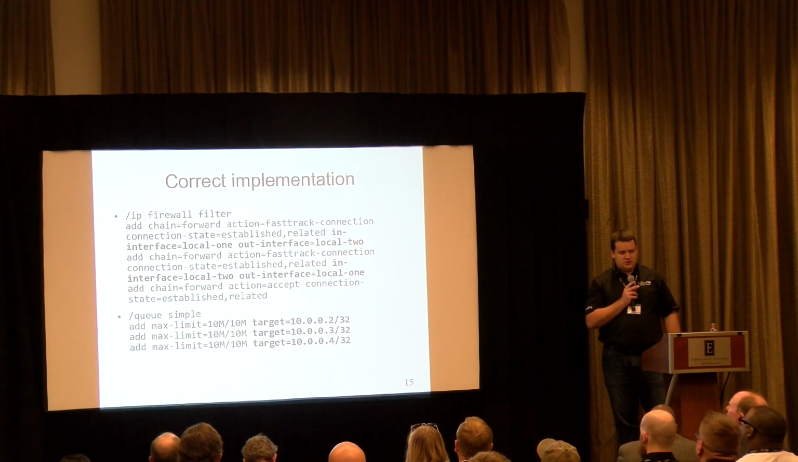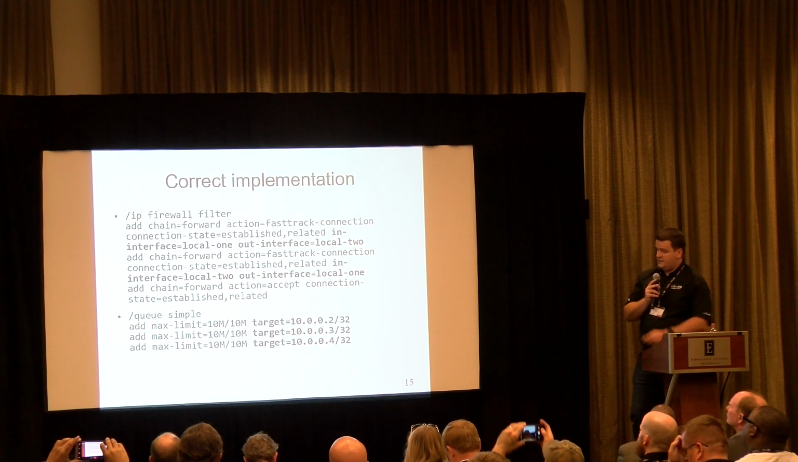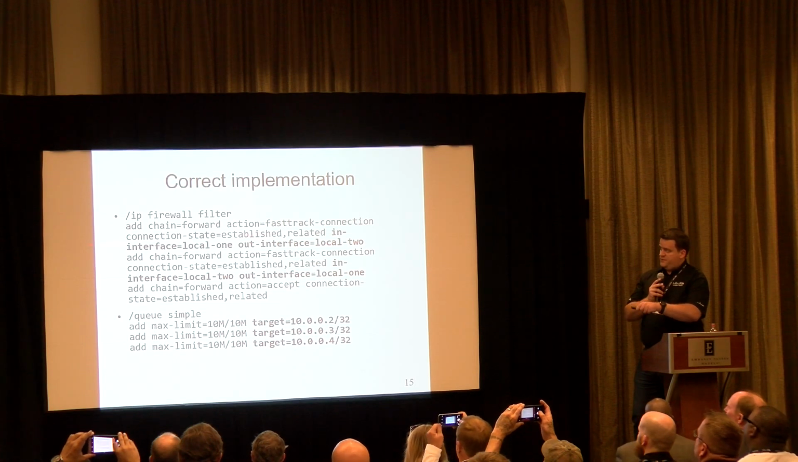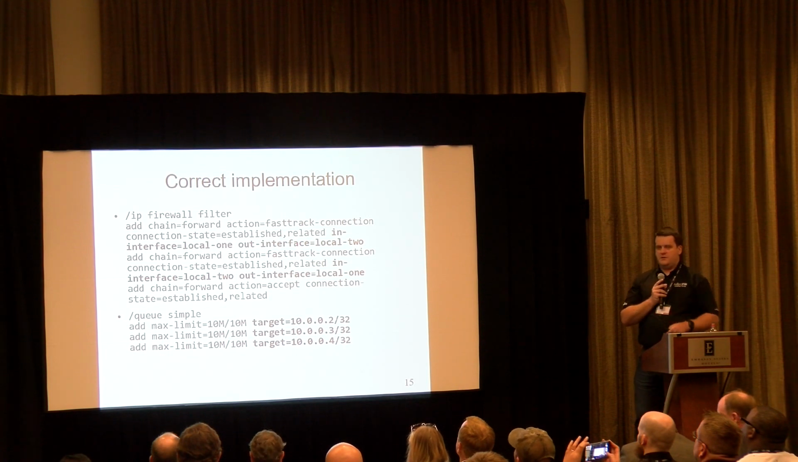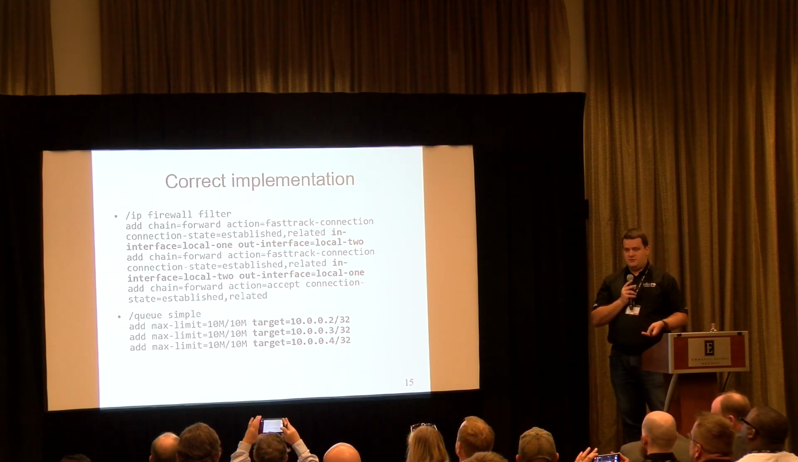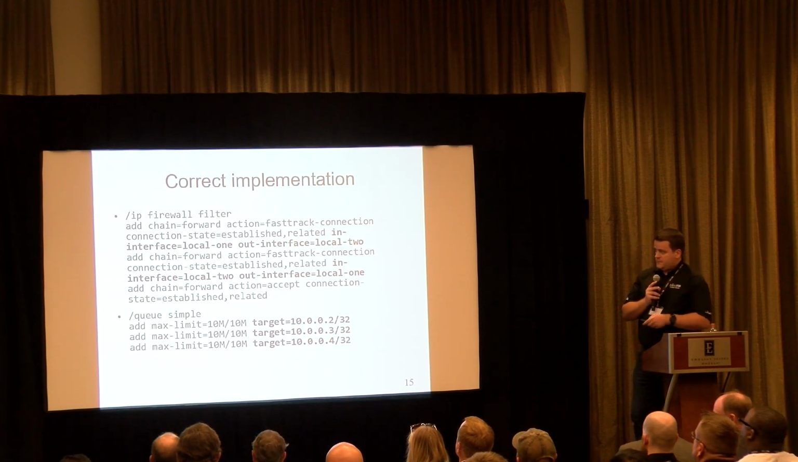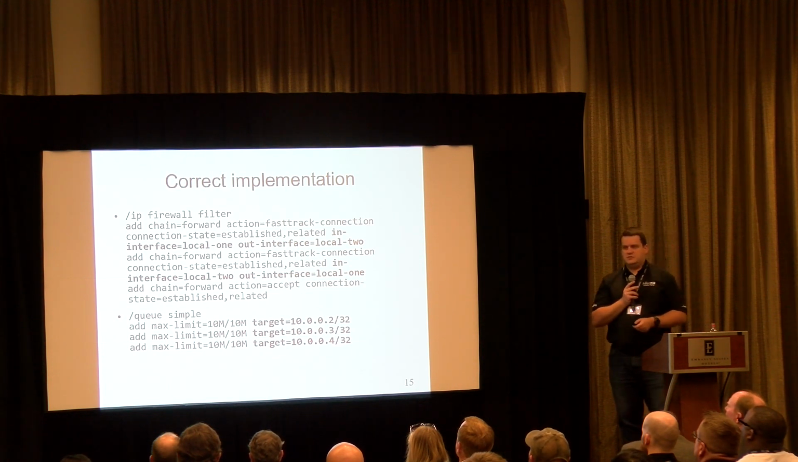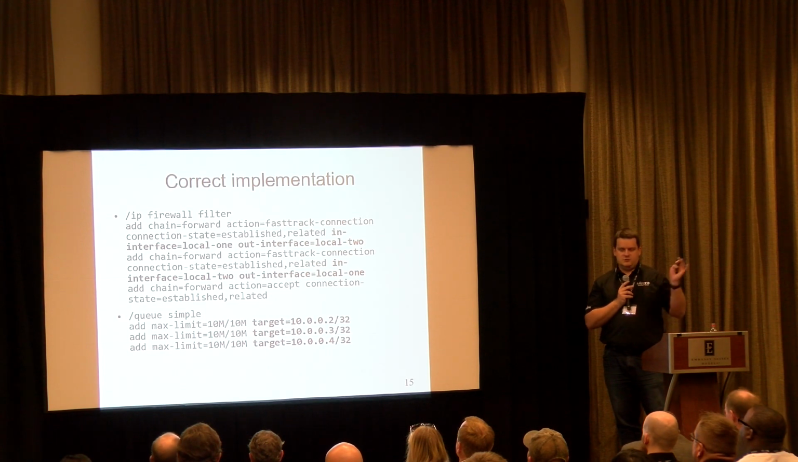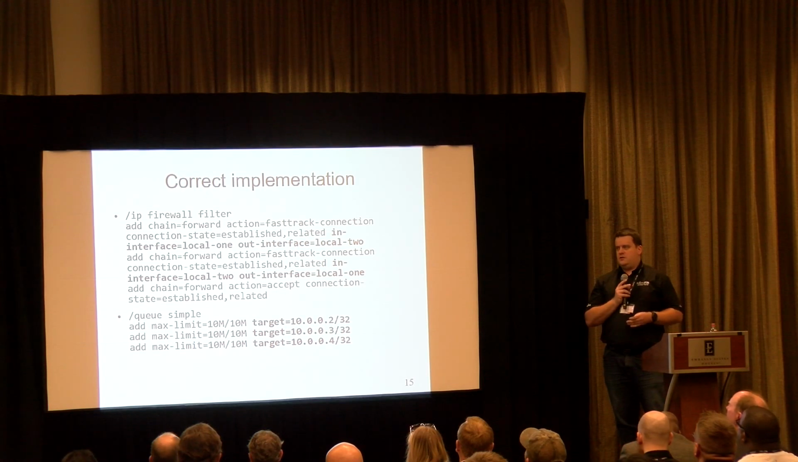So the correct implementation will actually look like this. What we did, we specified in and out interface, both local ones, in a FastTrack connection rule, and the opposite direction here. So traffic from one local network to the other local network will actually be fast-tracked, because we don't need to put queues on them. So they will skip all the queues. And we use target instead of destination in the simple queues. And now everything works. All the connections to the internet are limited properly. All the local connections go the fast pathway without loading your CPU.